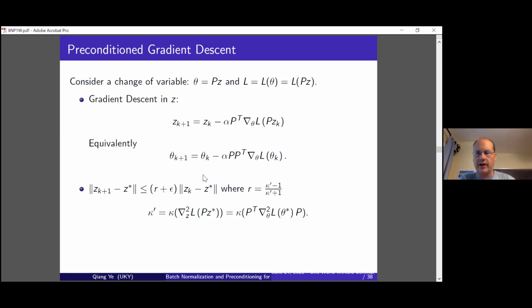Now, there's a question about the differentiability of the function and how much it makes sense to talk about the Hessian.